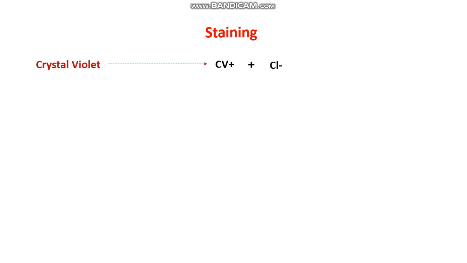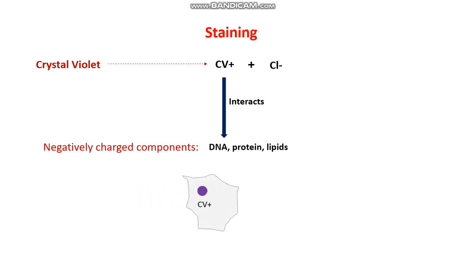Crystal violet ionizes to form crystal violet positive ion and chloride ion, and then the crystal violet positive ion interacts with negatively charged components like DNA, proteins and lipids, and eventually it stains the cells. So you will get crystal violet stained cells that look violet in color.